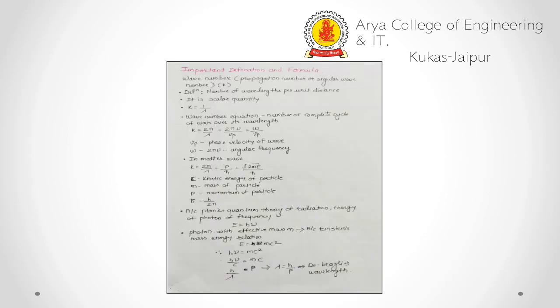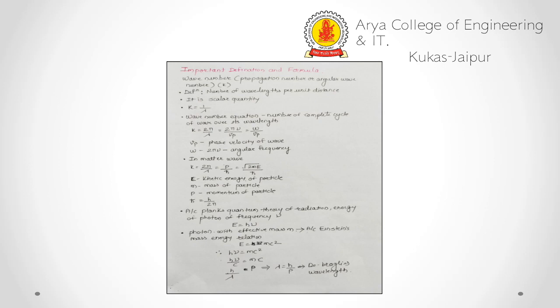Now let's discuss some important definitions and formulas which we will need in future lectures. So first, wave number. It is the propagation number or angular wave number, represented by k. The definition is the number of wavelengths per unit distance. It is a scalar quantity represented as k is equal to 1 upon lambda.